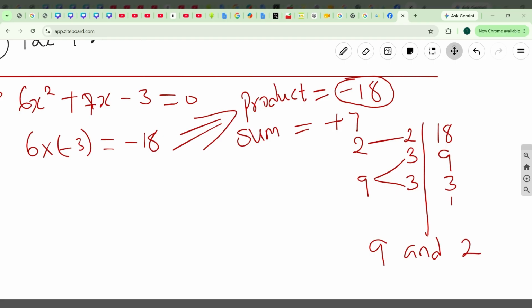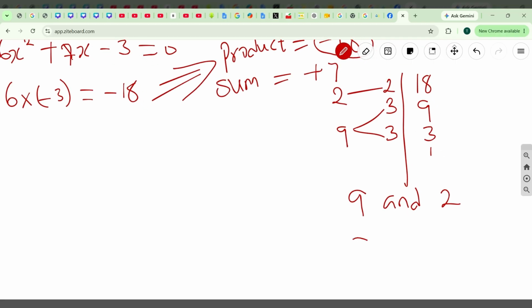Now let's check it out. Let's see what 9 times 2 is. 9 times 2 is equal to 18. Well, that's okay. And then 9 plus 2 is actually not going to give us positive 7.